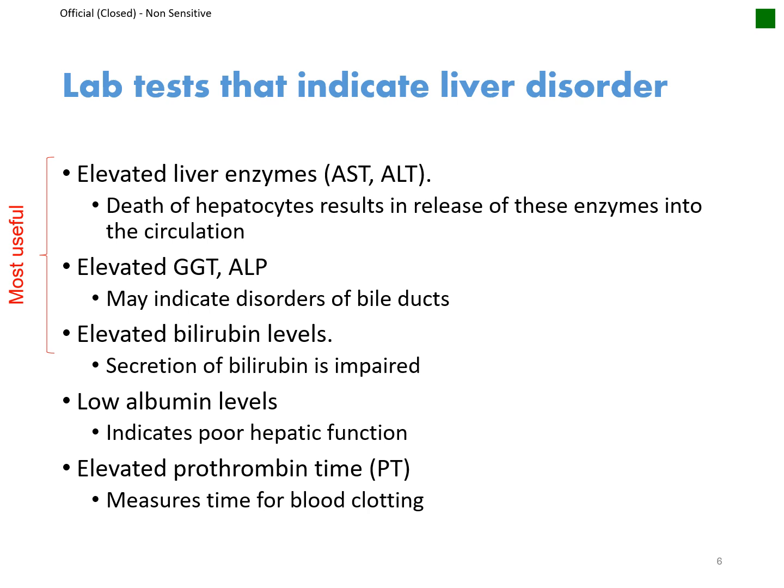Gamma-glutamyl transferase, GGT, and alkaline phosphatase, ALP, are related to the bile ducts, so if their levels are high, it may indicate disorder of the bile ducts.